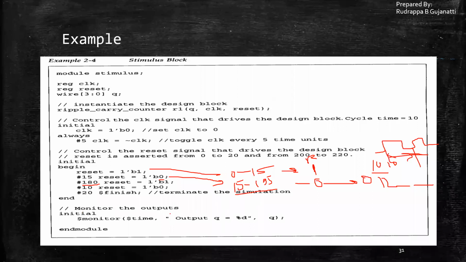Okay. So next condition, what he has given, he has specified that again reset is made 0 after this case. So that is 10 units after the 180 of the previous case. So previously it was 195, so it was 195 plus 10. So it will be 205. So at that time, what is reset? Sorry, I think I missed out. It will be 1. So from 195 to this point, reset will be 1.